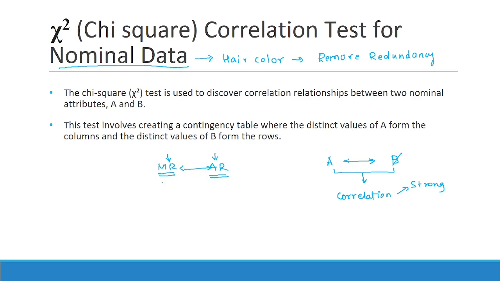Strongly correlated. So when two columns are strongly correlated, it shows that there is redundancy present in the data. And to remove that redundancy, you can keep one of the columns and you have to delete one of the columns. Deleting either one will remove the redundancy.